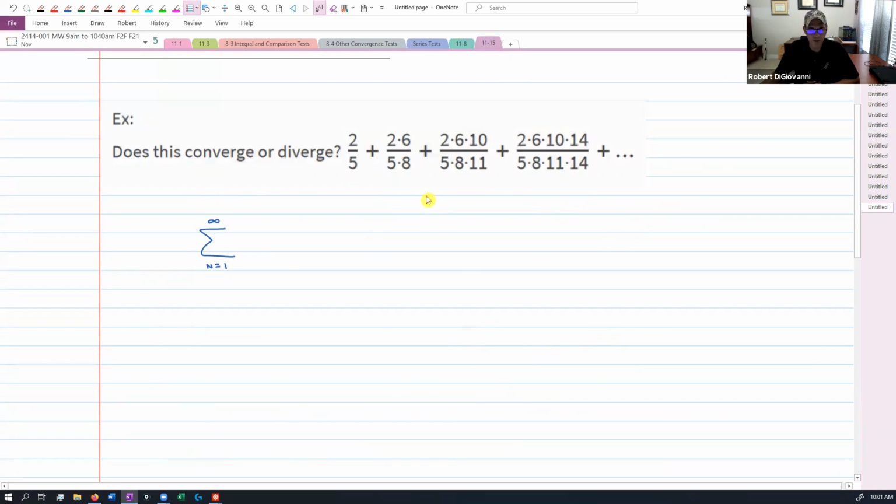So let's look at what's happening. You first start off by taking, let's just look at the numerators. The numerator is 2 on the first term, and the second term is 2 times 6. The next is 2 times 6 times 10. Then 2 times 6 times 10 times 14. What would the next one be? If we had the next one, 2 times 6 times 10 times 14 times what?